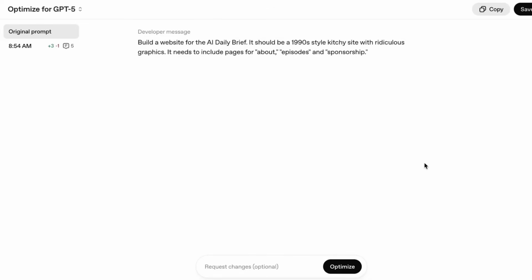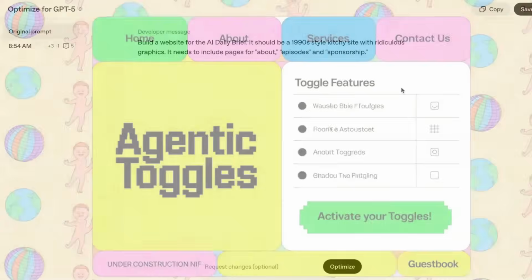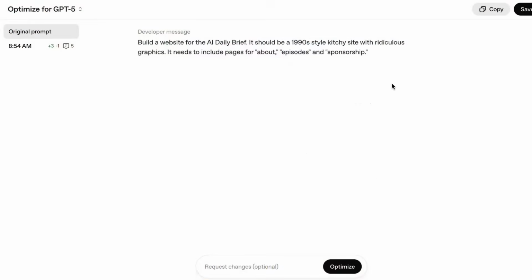I said, build a website for the AI Daily Brief. It should be a 1990s style kitschy site with ridiculous graphics, which you can probably tell was the inspiration for a lot of these images. The prompt continues, it needs to include pages for about, episodes, and sponsorship. Now, to be clear, I wasn't trying to purposefully be under-descriptive in this for the sake of the episode. I very often start prompts this simply in order to see what the model will do.